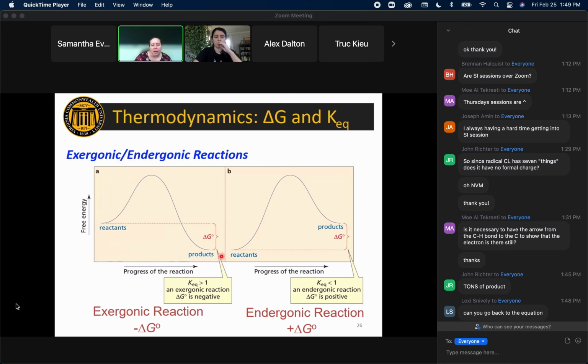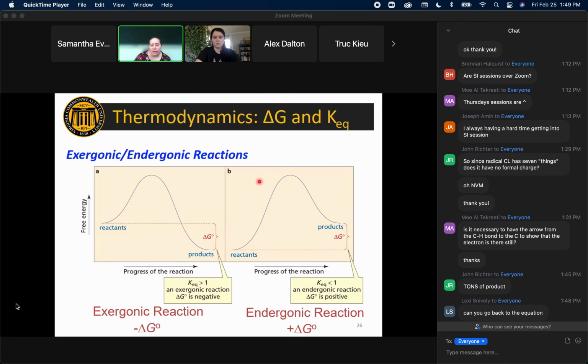This is a spontaneous reaction because it's going to favor the products because they're lower in energy. I also want to point out in this reaction, the KEQ is going to be greater than 1 because the products are favored. They are lower in energy, and so that equilibrium is going to favor the products. And if the equilibrium favors the products, then the KEQ has to be larger than 1.